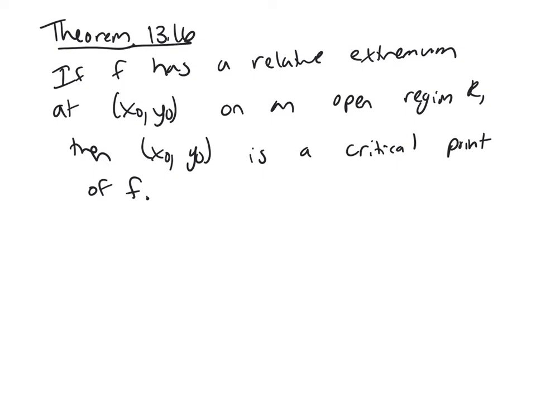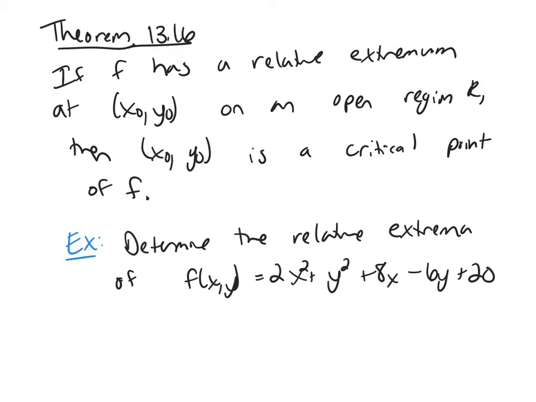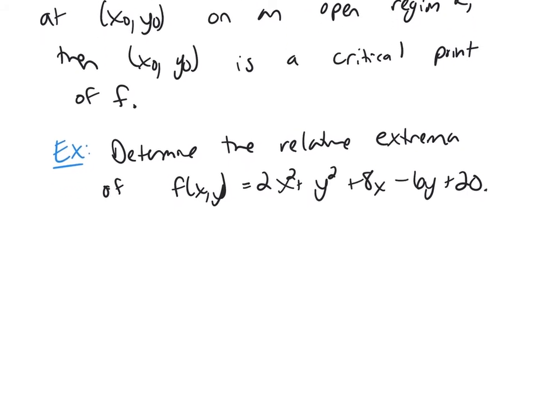So let's look at our first example with critical points here. Determine the relative extrema of the function 2x squared plus y squared plus 8x minus 6y plus 20. So we're going to start this problem by finding the critical points of f. And in order to do that, I need my two partial derivatives.